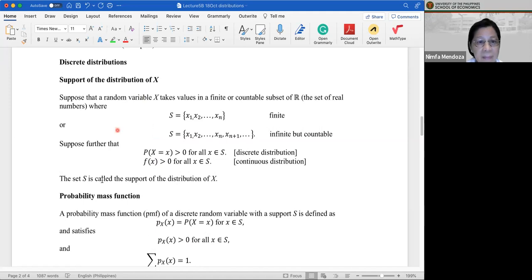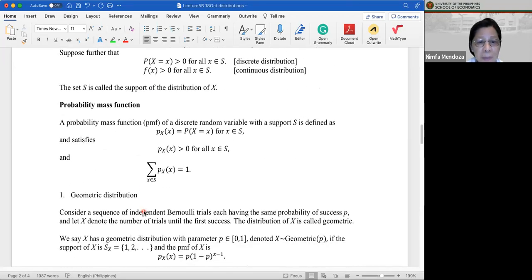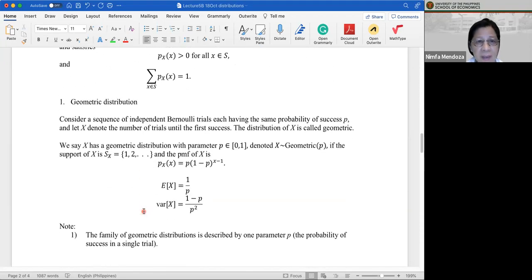Okay, so those are just two terms not used by Amemiya, but you might encounter in other statistics books: the support of the distribution of X and the probability mass function. One popular distribution is the geometric distribution. When do you get a random variable that has a geometric distribution?